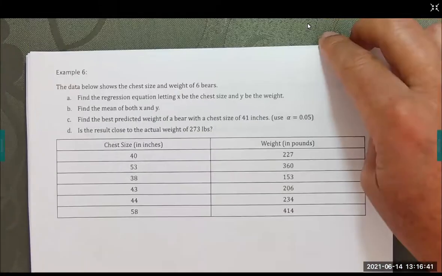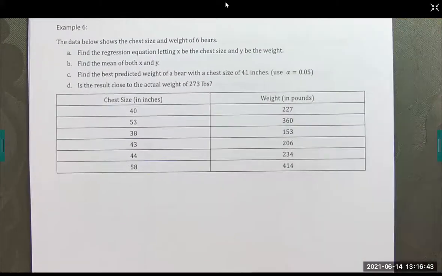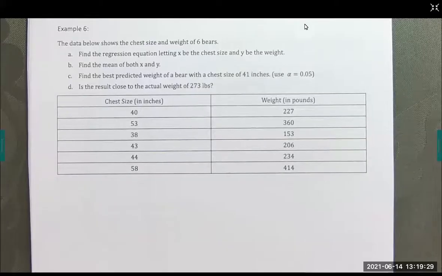To our next problem here. Okay. Here we have data on the chest size and weight of bears, 6 bears in this case. So n is 6. And we are going to go all the way through with this one.